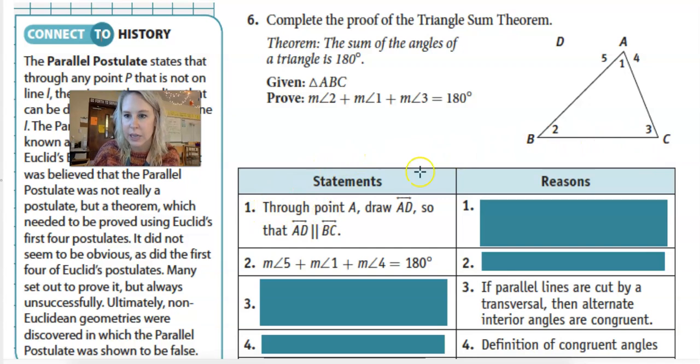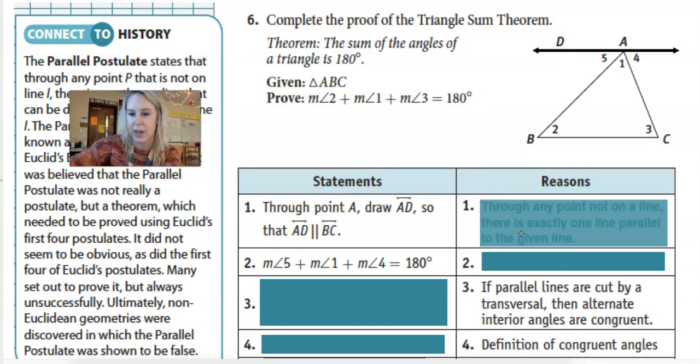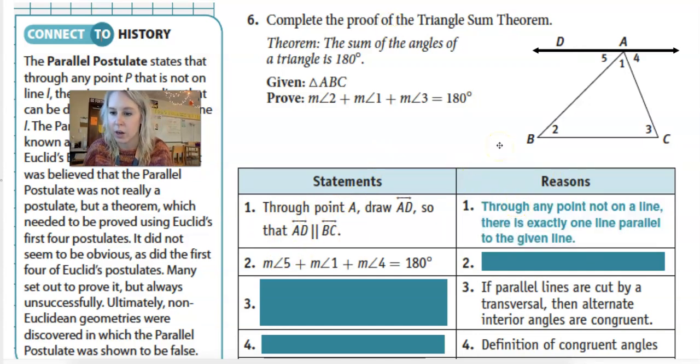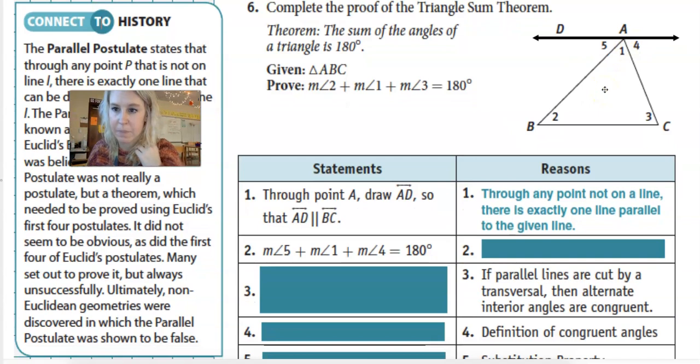The first thing I'm allowed to do is draw a line through A and D. Go ahead and do that if you have not already. Draw it so that AD is parallel to BC. The reason I'm allowed to do that is that through any point not on a line, there is exactly one parallel line to that given line. So it's just saying you're allowed to create parallel lines.